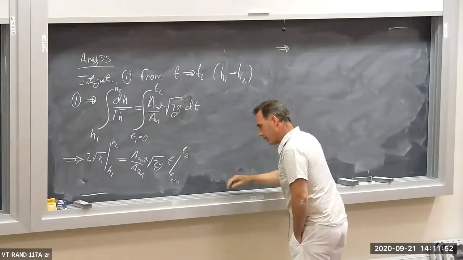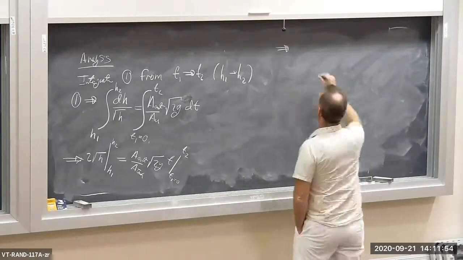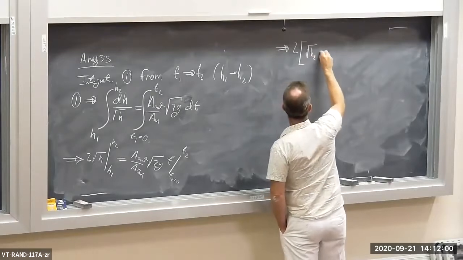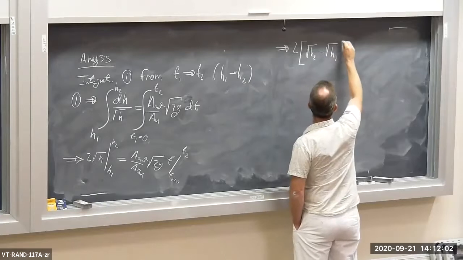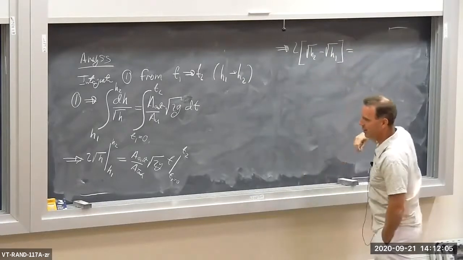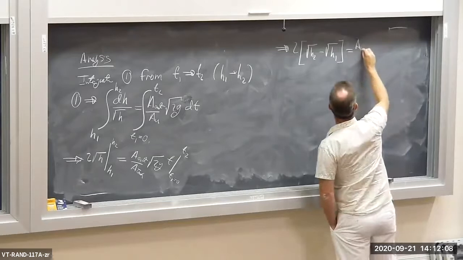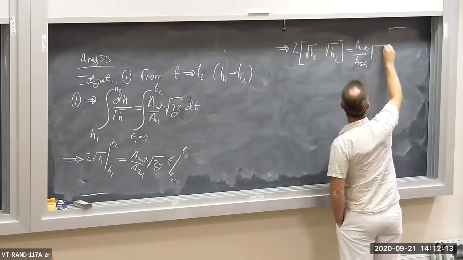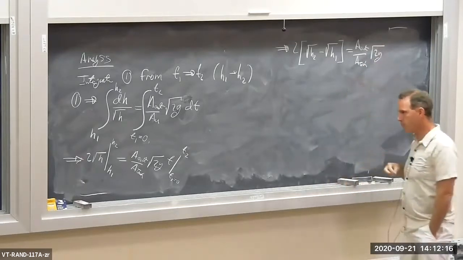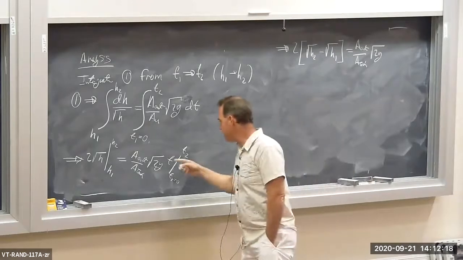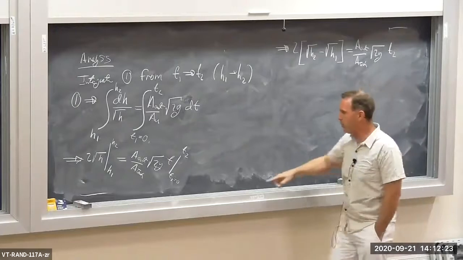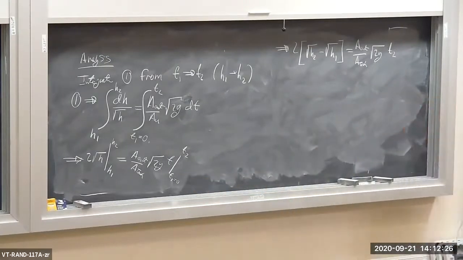We're running out of chalk here. There we go. Let's see here. 2 times square root h2 minus square root h1. Okay, plug in the limits on the left-hand side, and then I have A out over A tank square root 2g. Plugging in the limits for t here, I get t2. t1 is equal to 0, so I'm just going to let that go away. All right?